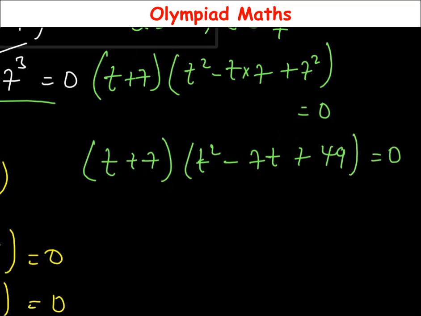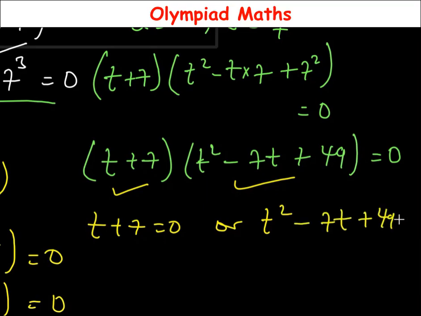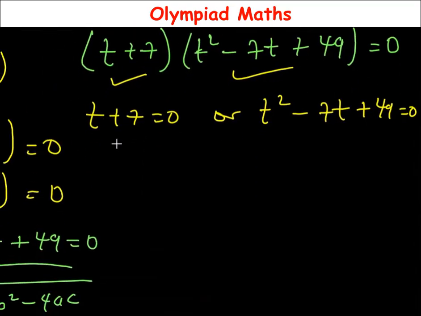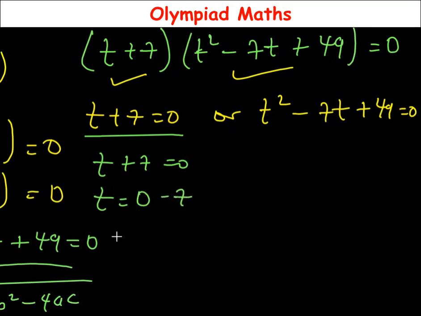With this, we can equate this to 0 and also this to 0. So solving this, from here, t plus 7 is equal to 0, or from here, t squared minus 7t plus 49 is equal to 0. Now, let's start with the first equation, which is t plus 7 is equal to 0. So move plus 7 over to this side, it becomes t is equal to 0 minus 7, so that the value of t is equal to 0 minus 7, which is minus 7.